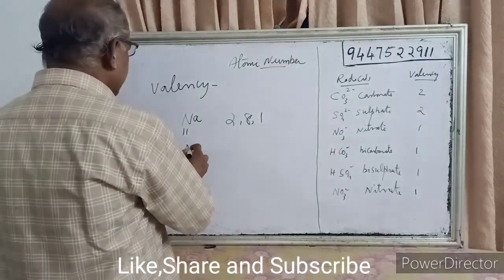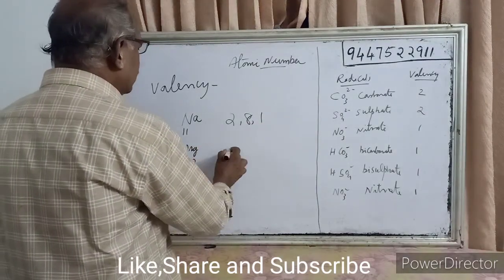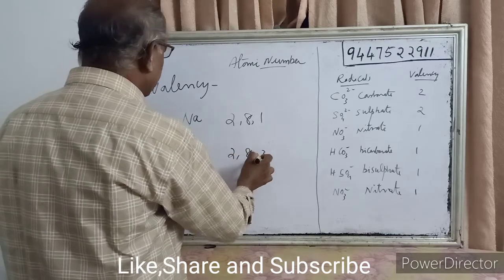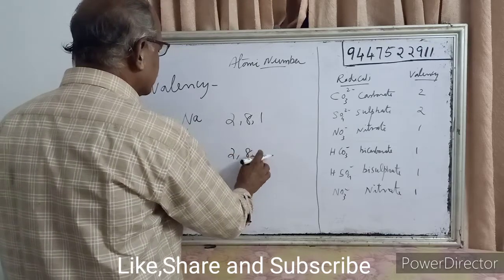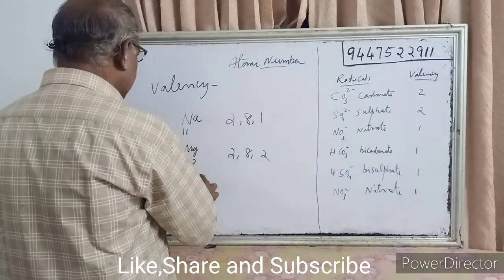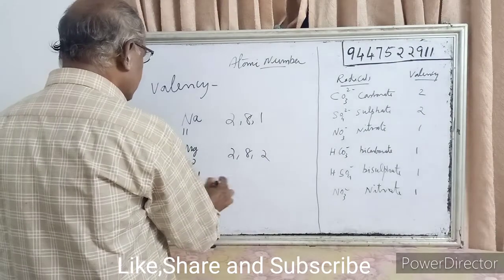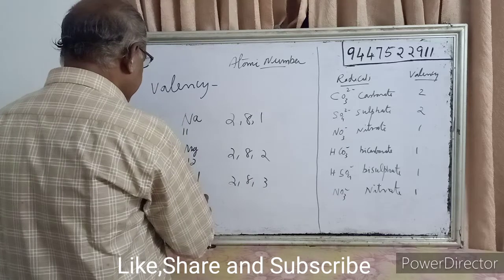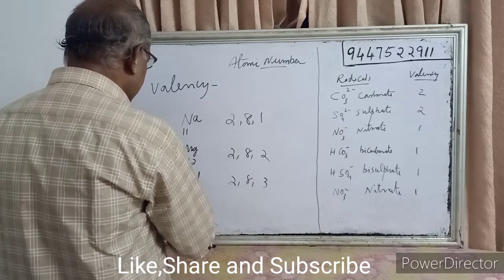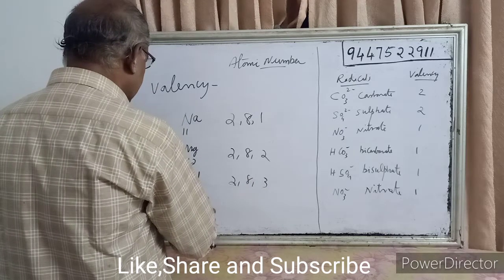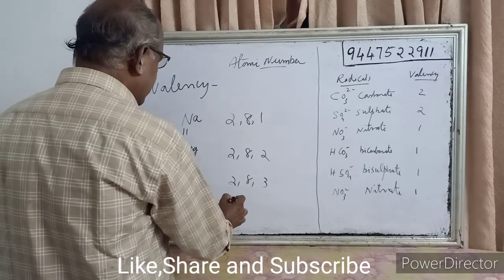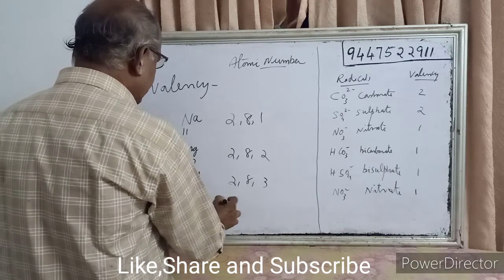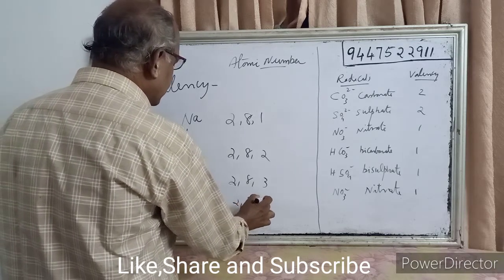Then when you consider magnesium, atomic number 12, configuration 2, 8, 2. Then aluminium, 13, 2, 8, 3. Then silicon, atomic number 14, 2, 8, 4.